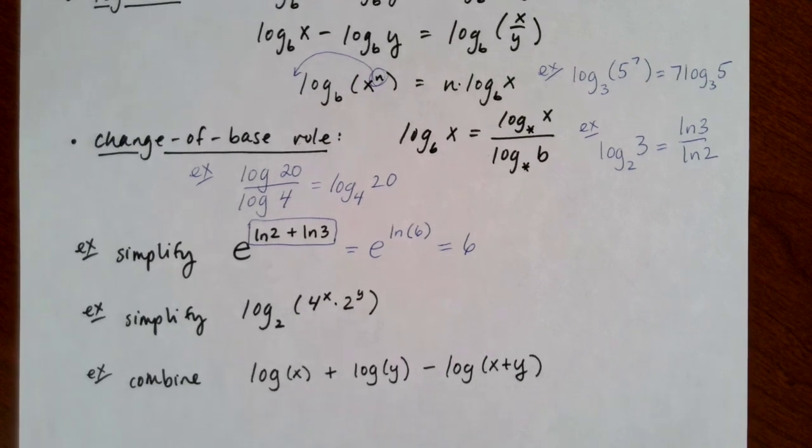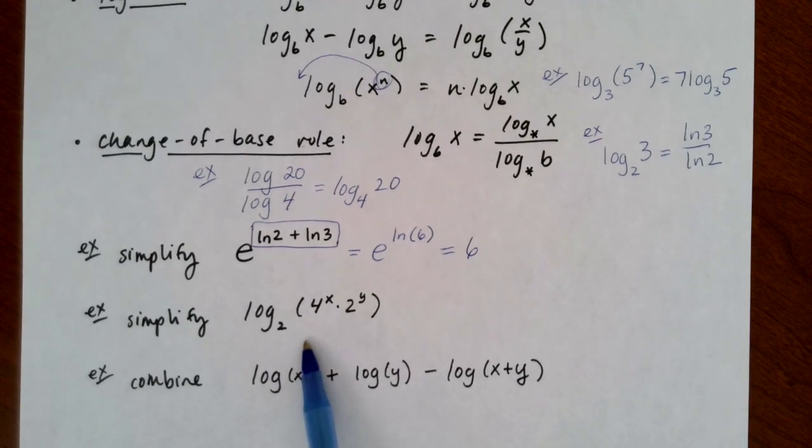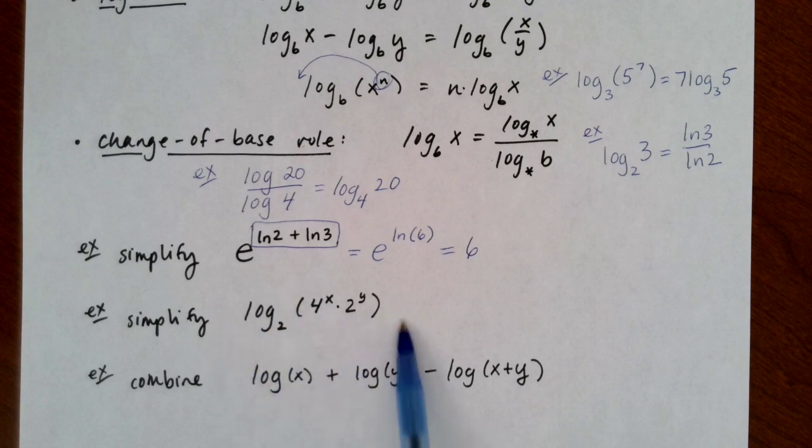Right? The next one asks me to simplify log base 2 of 4 to the x times 2 to the y. Because we have x and y in here, this one won't compute to a number at the end, but we can definitely write this in a more simple way.